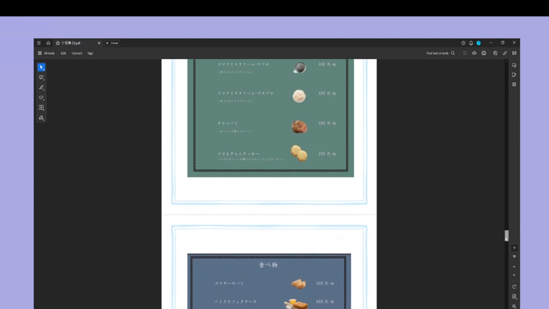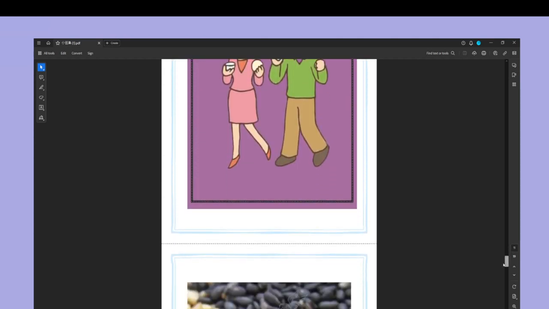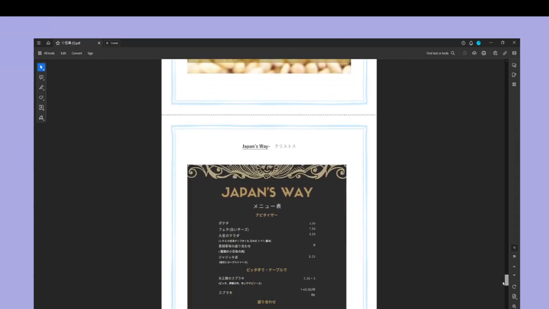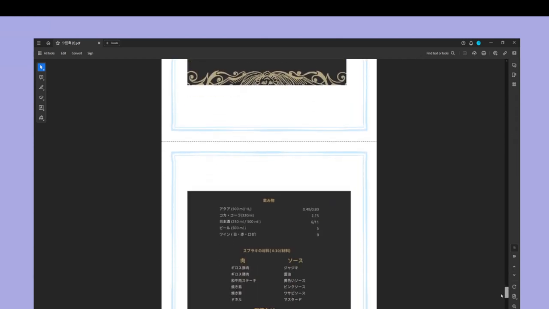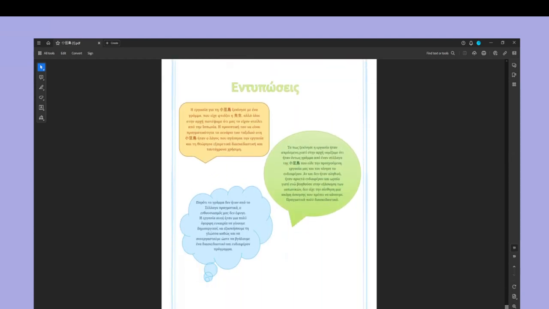Here we have some more menus. Products. Menus again. And that's it. In the end of this digital booklet, the learners shared their thoughts about this experience. And this can be another idea.